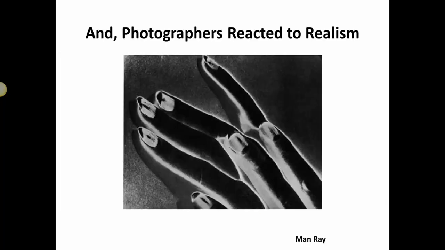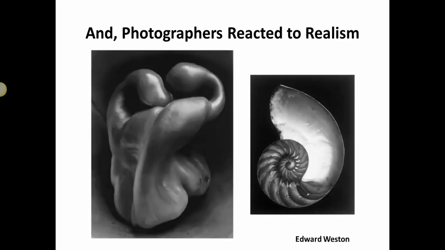Now, photography reacted to the realism in other ways as well. I mean, specifically as photographs. This is kind of a strange guy named Man Ray, and one of his photos. Now, these are real things, but they're somewhat abstract in the same sense, because they're kind of disconnected from anything. So the pepper just sitting there, and the seashell, the Nautilus seashell that was cut in half, and then you can just see the symmetry of the spiral there.